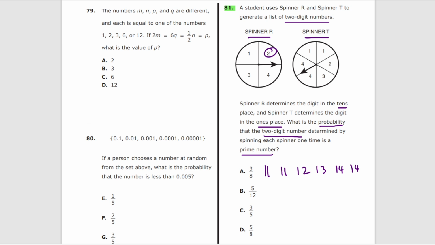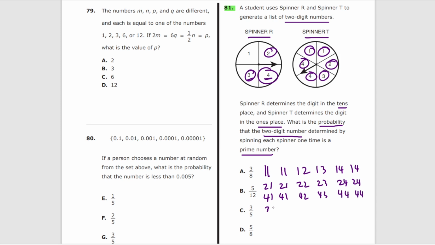So 2. We got 21, 21. Then 22, 23. And 24, 24. Now we can do the same thing with the 4 and the same thing with the 3. So I'm just going to proceed with the 4, for example. So it's going to be 41, 41, 42, 43, 44, 44. And finally with the 3. So it's 31, 31, 32, 33, 34, 34.